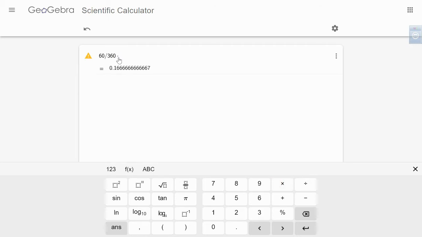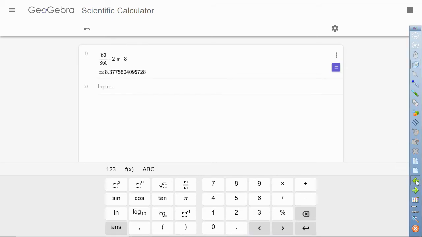Oh, interesting. I wonder why that. Maybe I pressed the wrong button before. So times 2 pi 8. Okay, so I don't know why it went on to the next step on that last one. That's weird. Okay, but yeah, we're getting 8.37. That 7 is going to round this 3 up to a 4, so 8.4.